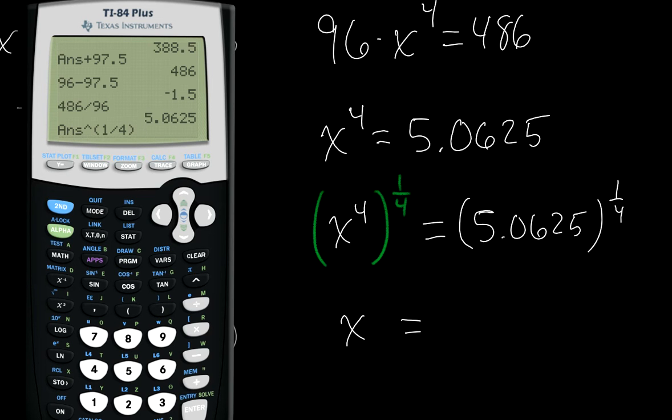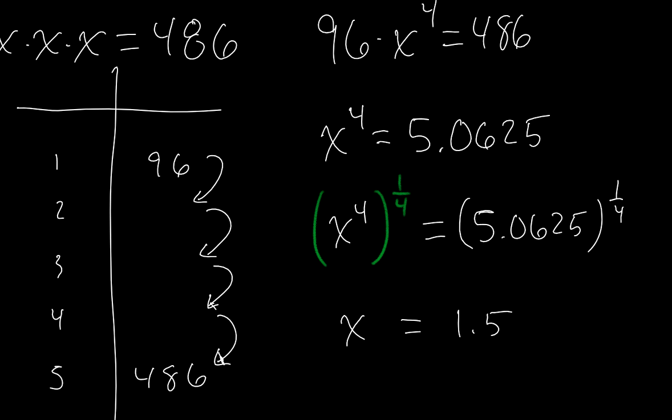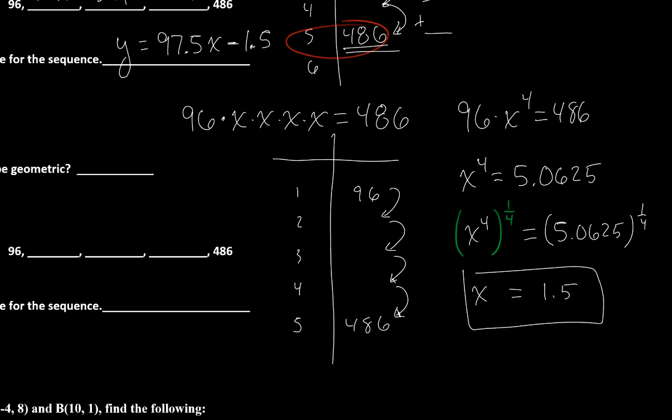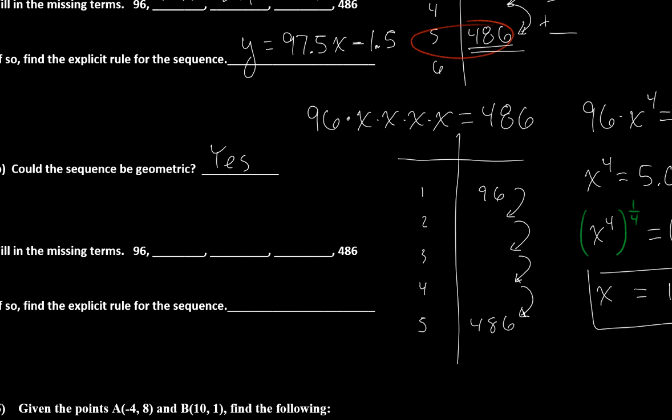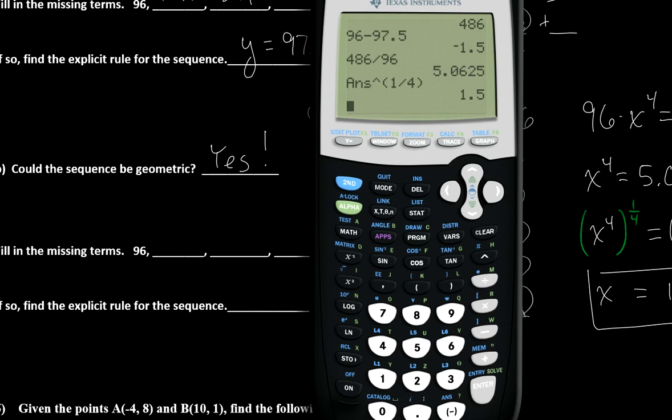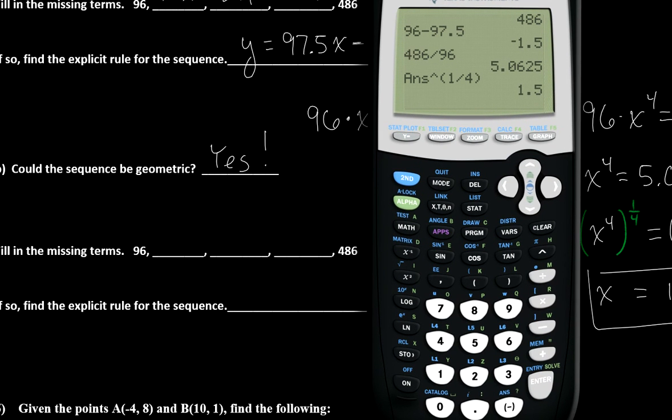So here I go. I've got this base raised to the 1/4 power, and it gives me what? It gives me 1.5. That's a nicer number than I expected it would be. So apparently, I could start at 96 and just continue to multiply by 1.5, and I would end up landing at 486. So I'm going to say definitely yes, this could be geometric. Even if they weren't nice numbers, it clearly could be geometric. Let's go ahead and find out what the nice numbers are though.